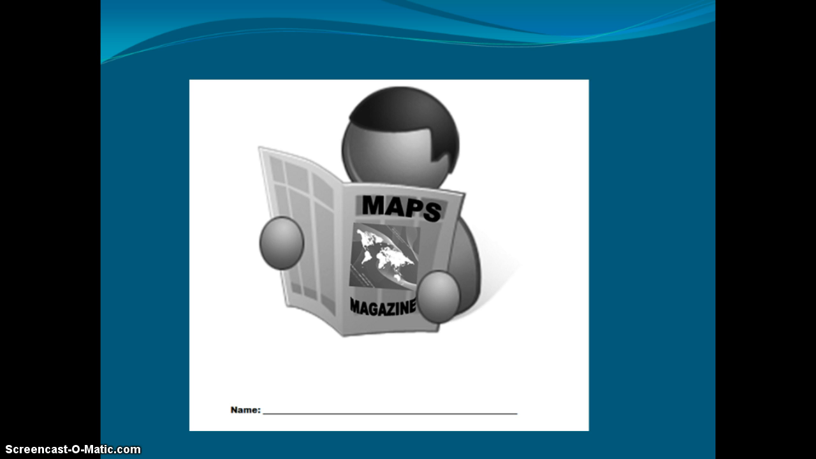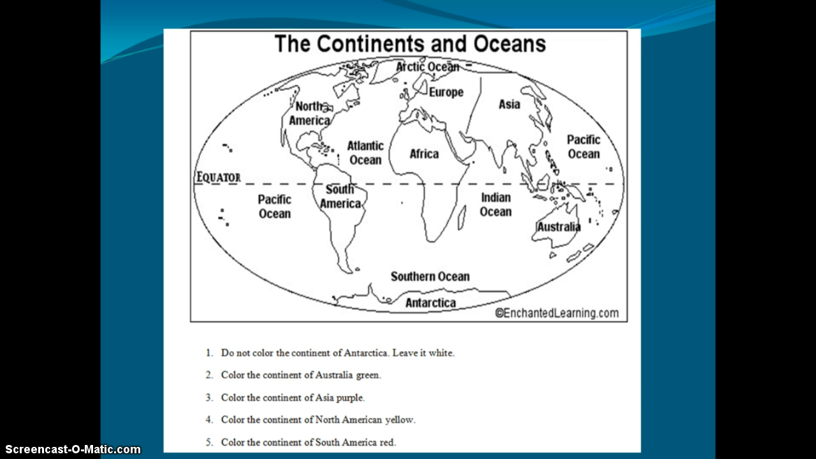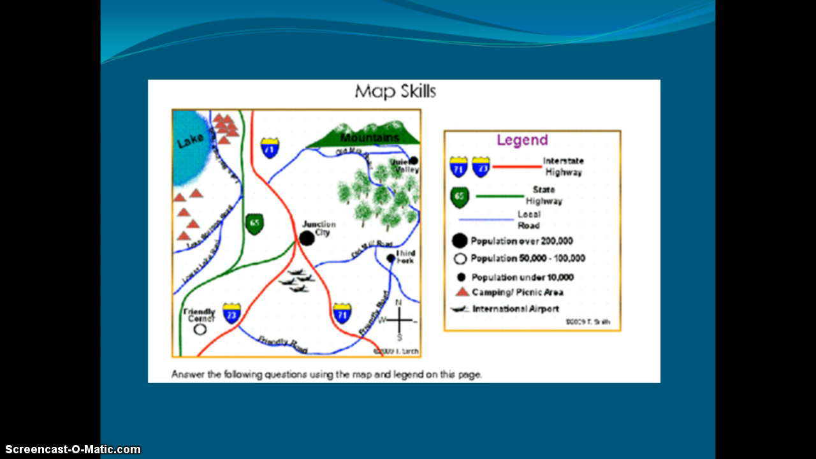The students also completed a MAPS magazine, which was a workbook for students to complete independently on some of the main skills that they had learned. I collected and reviewed the map magazines and was able to see how they completed the compass rose, how accurately they followed directions in locating the continents and oceans on a map, and how efficiently they could locate items on a map using a map key.